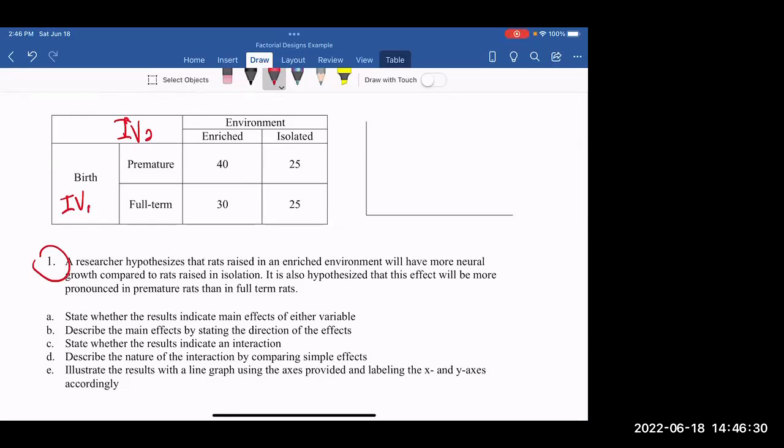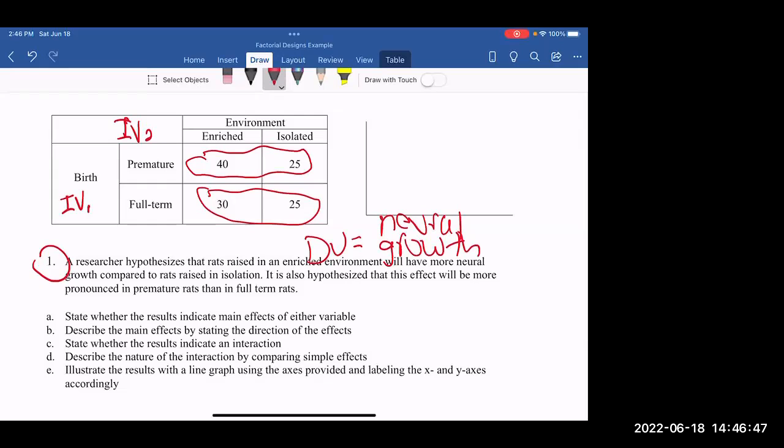And then the values here in the cell means, that's our DV, which is neural growth. And I apologize for my atrocious handwriting. So we have IV1 is birth, premature versus full term. IV2 is the environment that the rats are raised in, enriched versus isolated. And then our continuous dependent variable is the amount of neural growth.